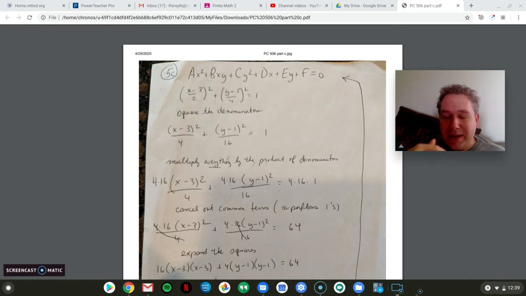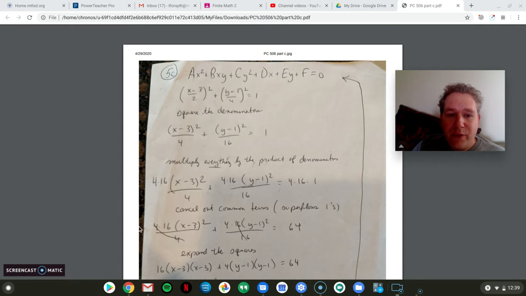But to eliminate them completely, you have to do this next step, which is multiply everything by the product of the denominators. So 4 and 16 are the denominators. So the first term is going to get multiplied by 4 times 16. The second term is going to get multiplied by 4 times 16. And the term over here, the 1, is going to get multiplied by 4 times 16, which is 64. The reason we're doing that is so we can do the next step, which is cancel out common terms, in other words, the superfluous ones.